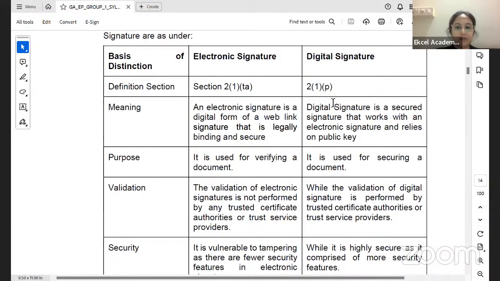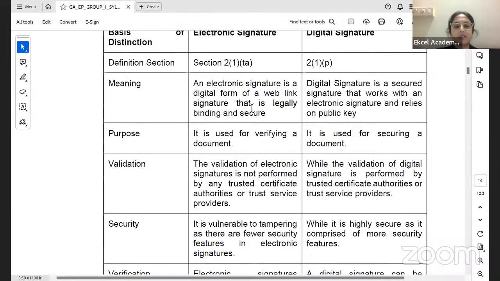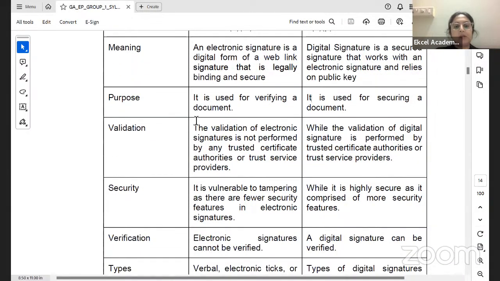The definition is given in 2.1(p), that is digital signature. And if you see electronic signature, the definition is there in 2.1(ta). Then meaning: it's a digital form of wet-ink signature that is legally binding and secure. But digital signature is a secure signature that works with electronic signature and relies on a public and private key, all these things. But in electronic signature, these things are not there.